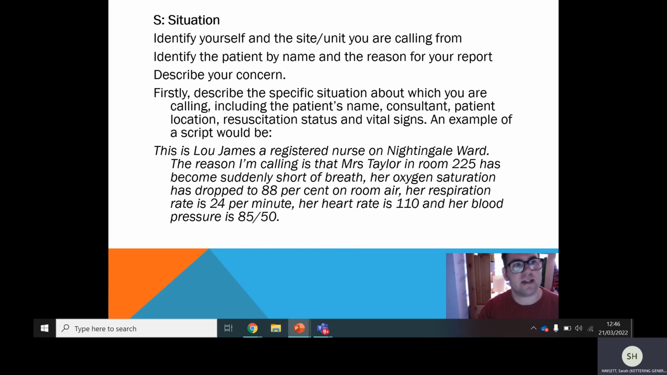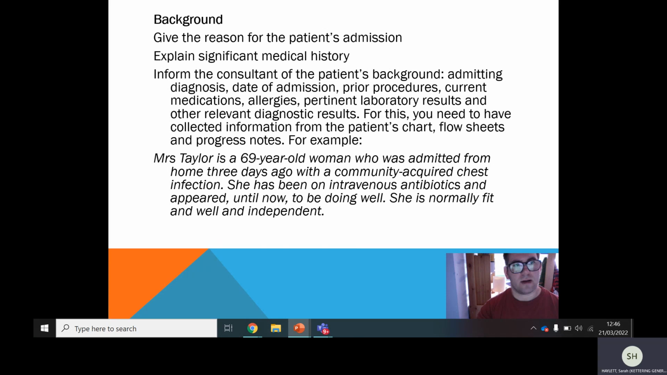So identify yourself. So this is your situation. My name is Robert Bradley. I'm calling from A&E. I've got Joe Bloggs. He's come in because he's got chest pain. So then you go to background. He was stabbed at 2 a.m. in the left side of the chest. Now he can't take a deep breath without having pain.